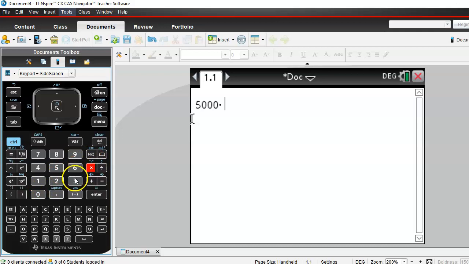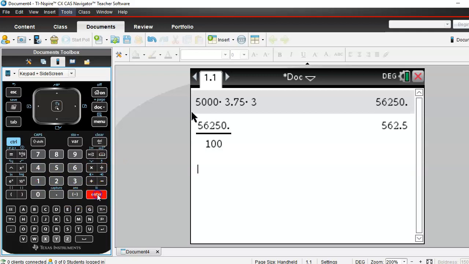The interest rate, 3.75. And the time that was 3 years. If I divide it by 100, that is, just double checking, $562.50. Now I'm going to show you another way of calculating that might be a little bit quicker.